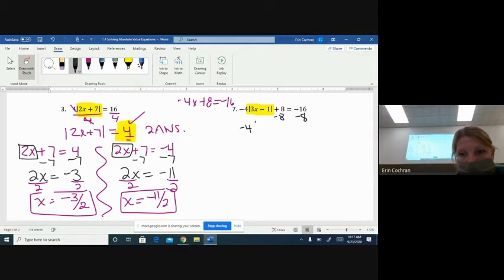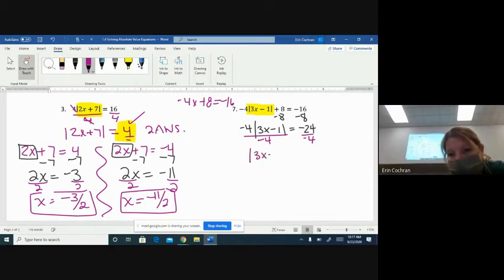We have negative 4 times the absolute value of 3x minus 1 equals negative 24. Because they're both negative, you add. Now, how do I get rid of that negative 4 as a coefficient? We divide by negative 4. So now we have the absolute value of 3x minus 1 equals what? Positive 6.